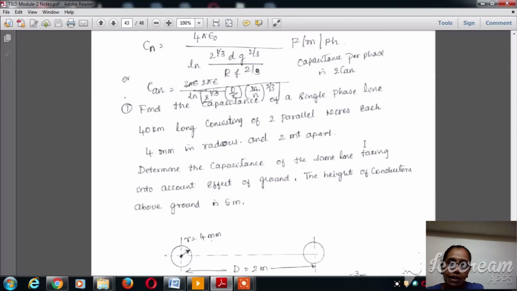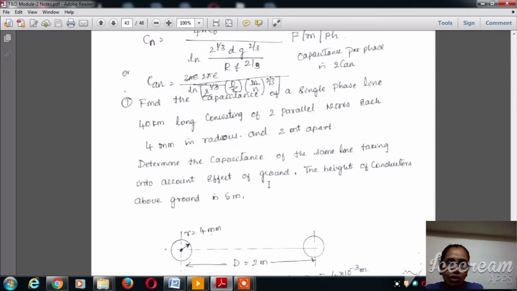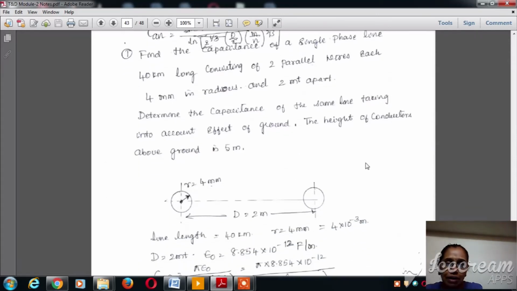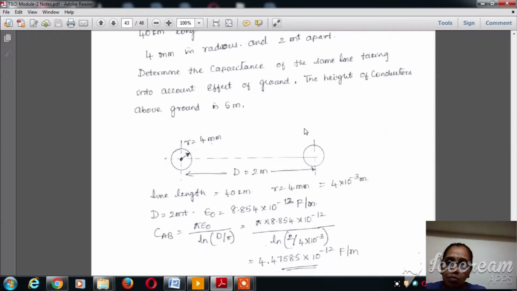Now find the capacitance of the single phase line 40 km long, consisting of two parallel wires, each 4 millimeter in radius and 2 meters apart. Determine the capacitance of the same line taking into account the effect of ground. The height of conductors above the ground is 5 meters. All this time we have calculated the inductance, which is one of the most important parameters. Now we will start calculating the capacitance of the particular line under the conditions that are stated.